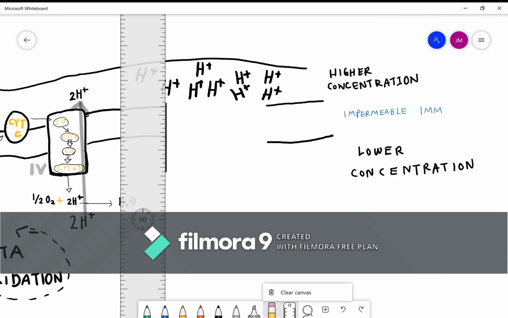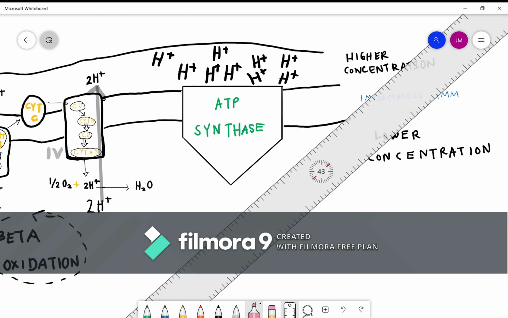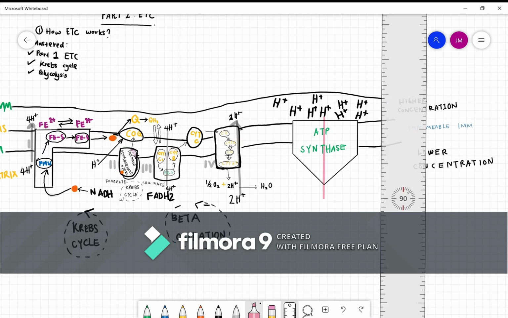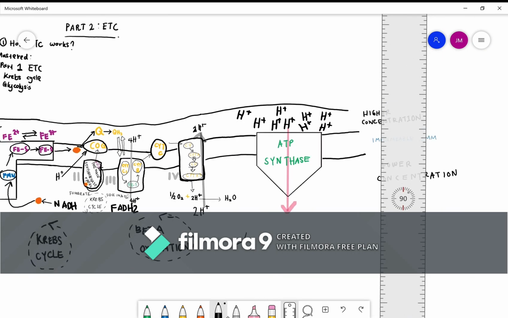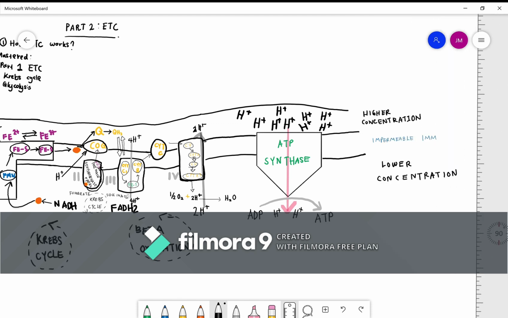ATP synthase is present inside the inner mitochondrial membrane, and it uses the flow of hydrogen ions from higher to lower concentration to generate energy. This energy is used to phosphorylate ADP into ATP. This is the basis of generation of energy inside the body.